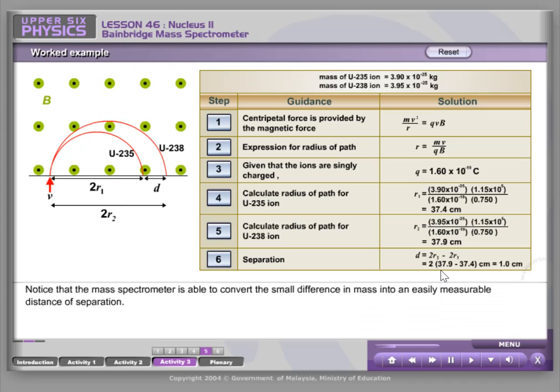Notice that the mass spectrometer is able to convert the small difference in mass into an easily measurable distance of separation.